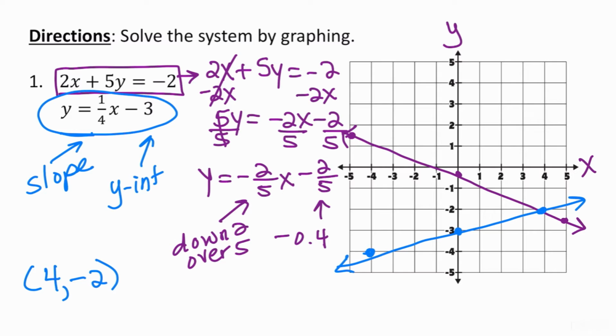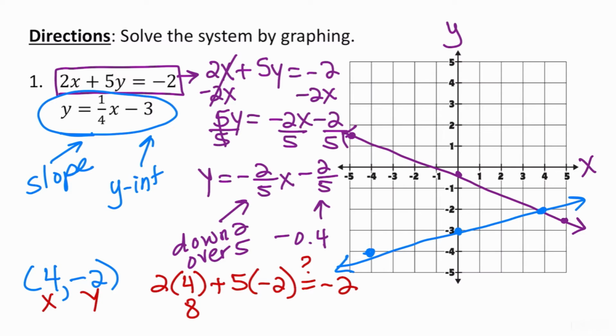The way we're going to check to see if this actually works is by substituting back into the equation. So the first equation, I'm going to put 2 times x, which is 4, plus 5 times y, which is -2. And we're trying to see if that really is equal to -2. 2 times 4 is 8. 5 times -2 is -10. And 8 minus 10 does equal -2.